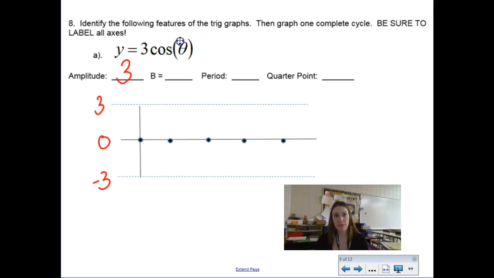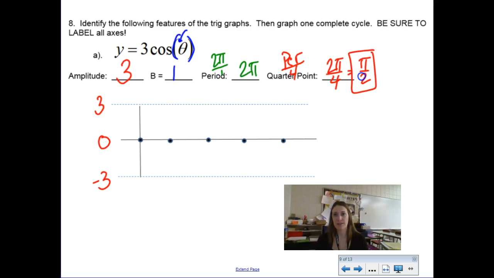And then b, remember, is the number inside the cosine function in front of theta. There's a 1 in this case, which means the period doesn't change. The formula for period was 2 pi over b. So 2 pi over 1 is still going to be 2 pi. And then the quarter point is where you take the period you just calculated and then quarter it. So 2 pi over 4 reduced would be 1/2 pi, or pi over 2. So that's the quarter point. That's what we're going to count by.